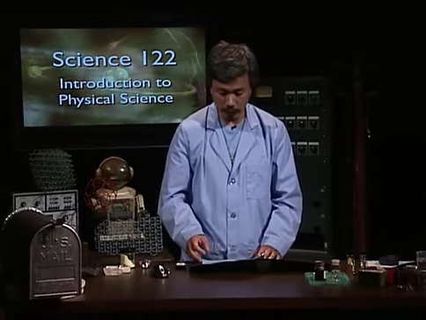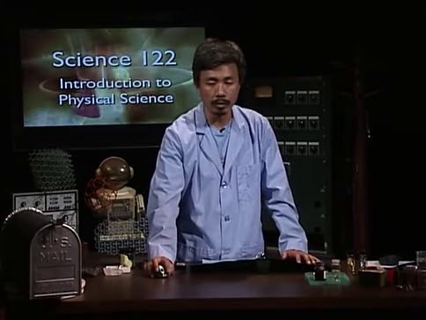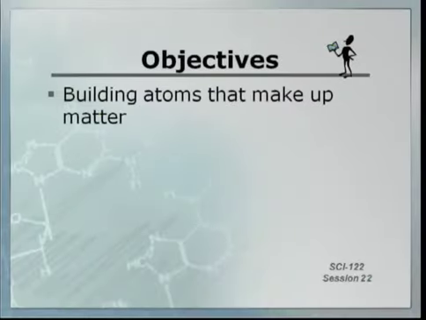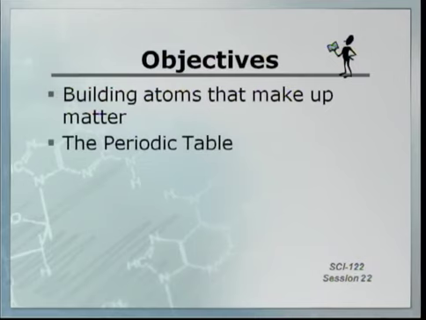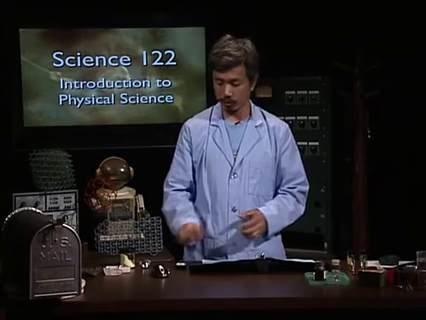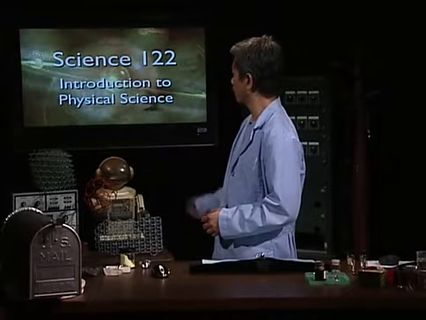All right, with that, let's take a look at today's objectives. We're going to start off with building an atom, what makes up matter, and how we get started making the building blocks of matter. We're going to look at the periodic table, which is a way for us to organize that information. We're then going to look at some general classifications on the periodic table, looking at periods as well as groups. That leads us to our first topic of discussion for the day.